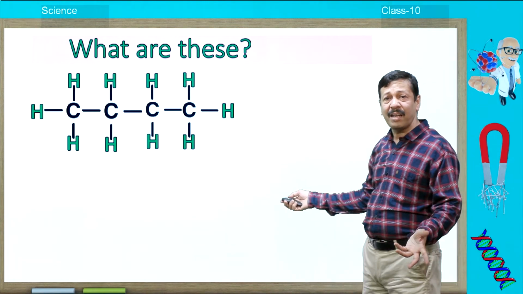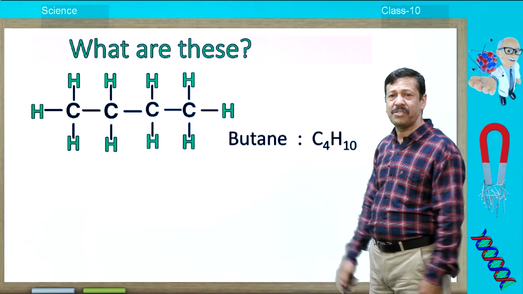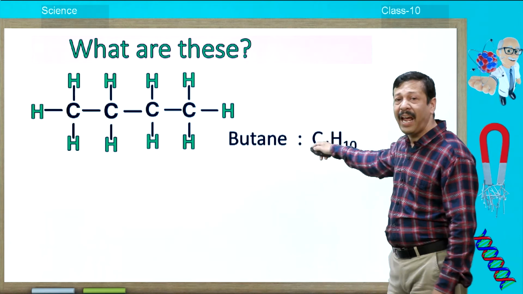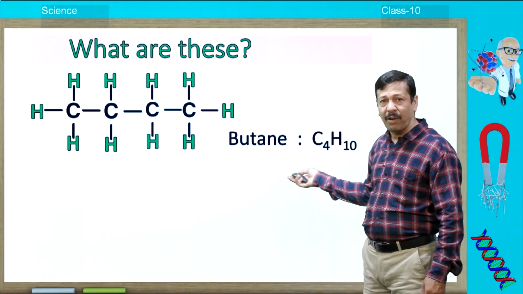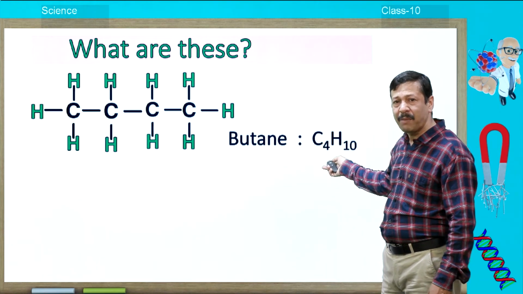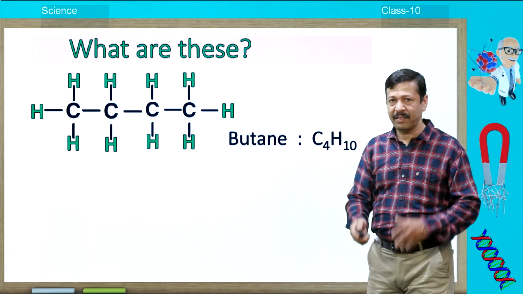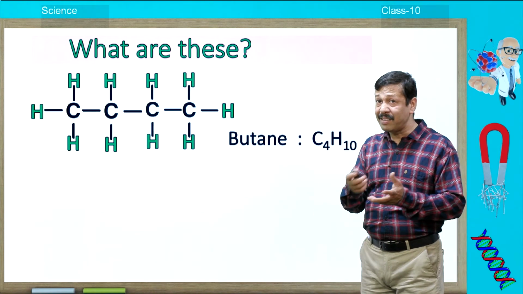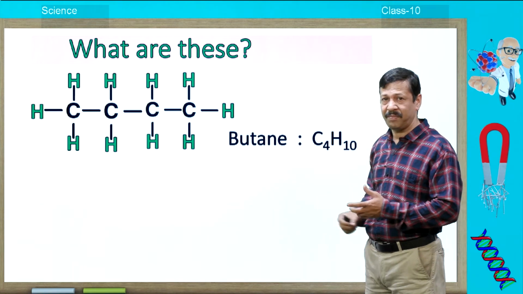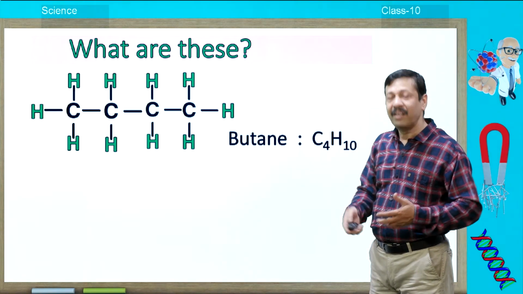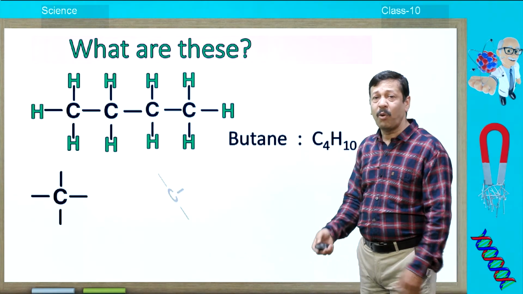How many carbons are there? 4 carbons. So, it is butane. What is the formula? Count the carbons, 4 carbons and hydrogens 10. I think you are writing the structures. Yes? Now, let us see one more structure.